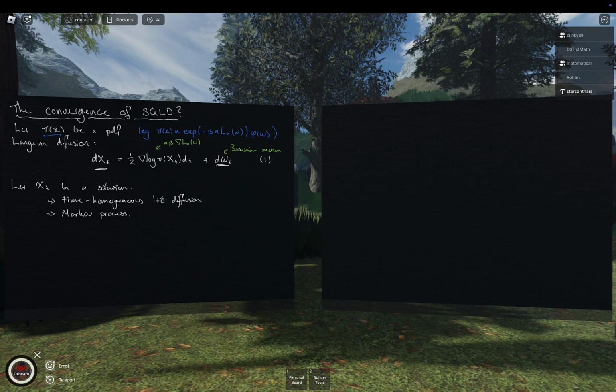So for any Markov process x of t, we can define a family of probability measures, which we're going to call like so. And this is going to be defined as the probability that the process at time t is in the set A, or that the event A has occurred, given that it started at x. Okay, and this family of probability measures defines the distribution of x at a given time t, starting at any initial position.